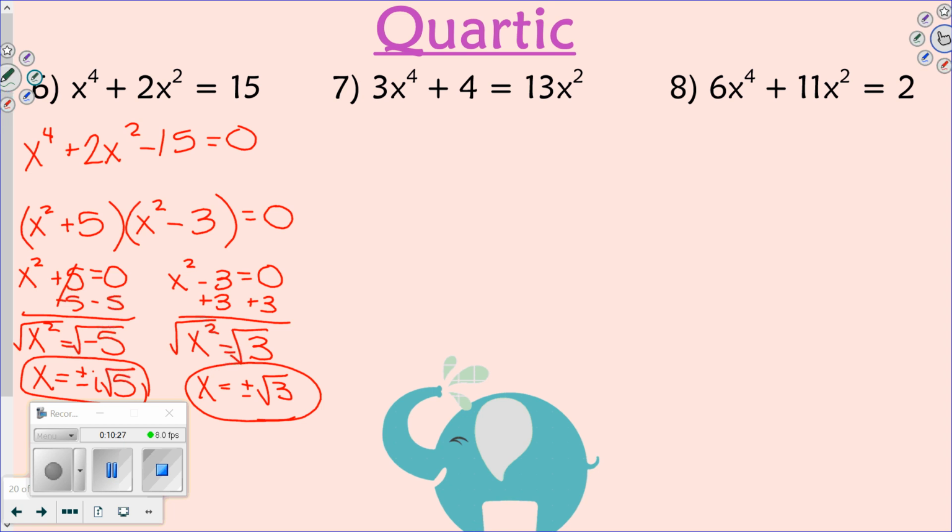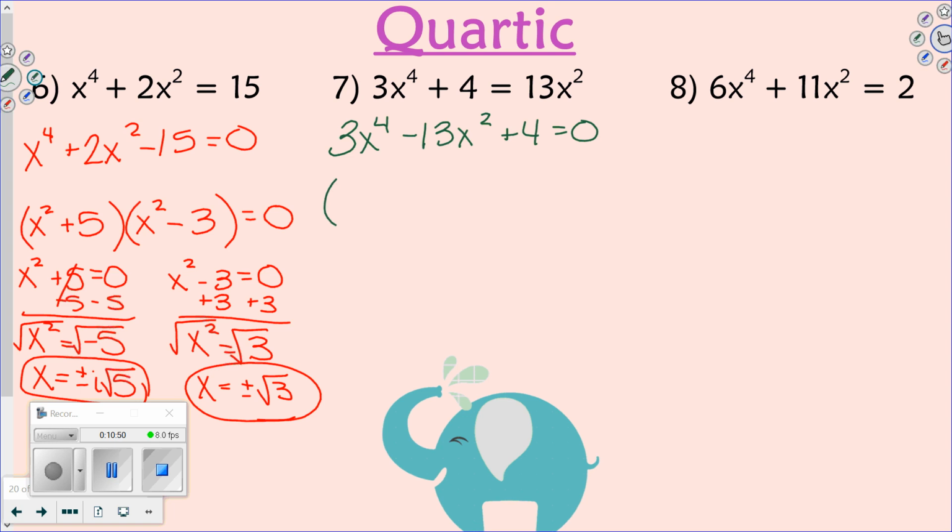Okay, set equal to 0. So that's 3x to the 4th. Wait a minute. Where does it go? In the middle. Good. Make sure it's in the right order. So minus 13x squared plus 4 equals 0. So when you move things over, make sure it's still in standard form. Is there a GCF? Nope, there's not.